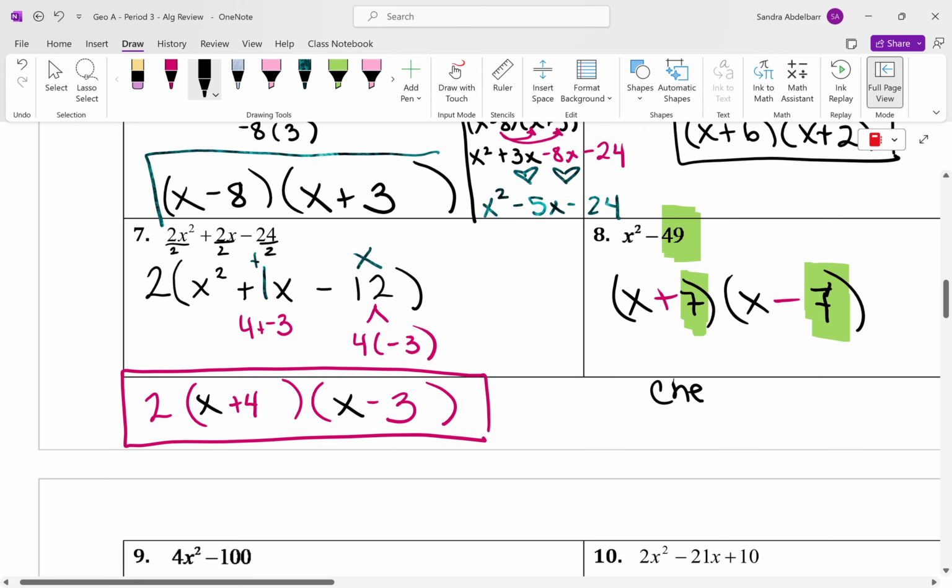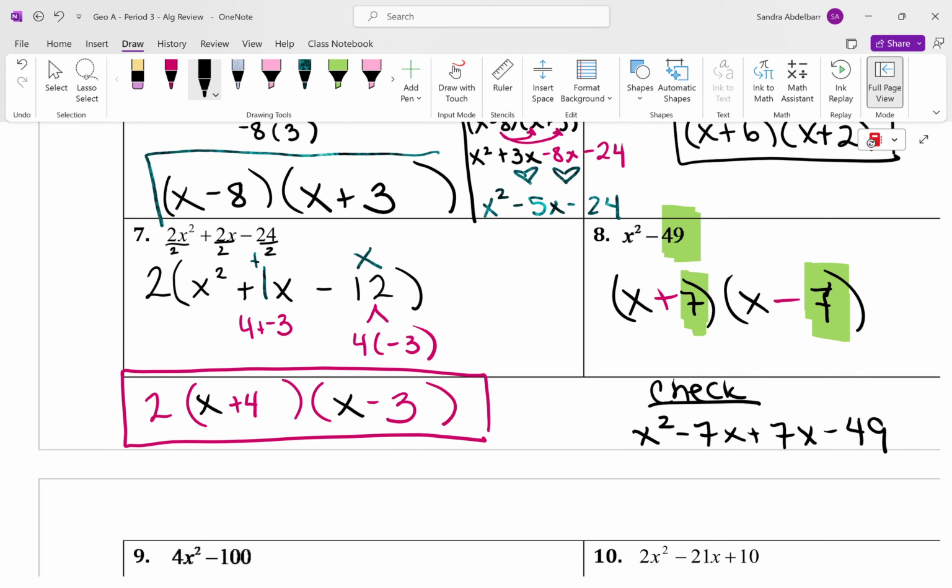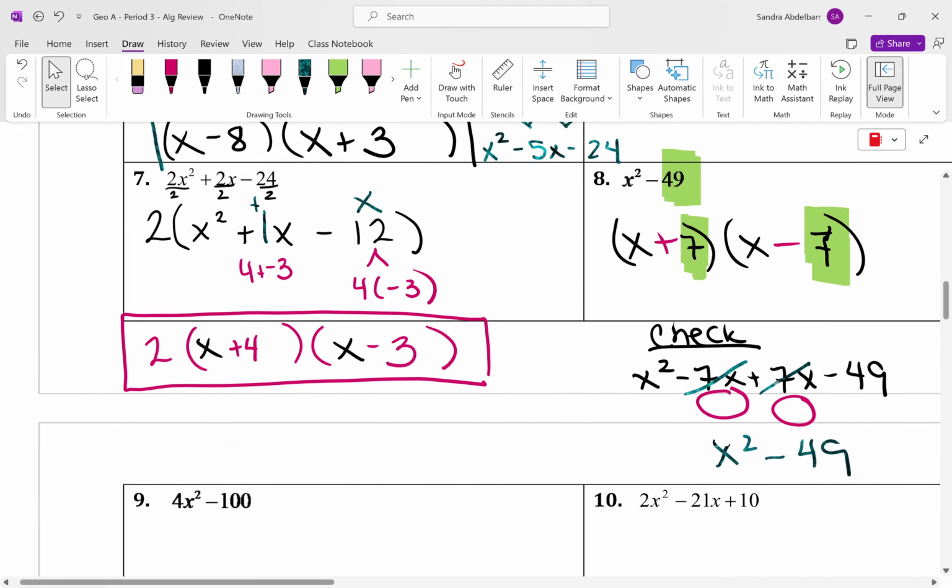Now, when you check this, the middle term cancels out when you FOIL back. You don't have to write this down. I'm just going to show you the check. So it would be x squared minus 7x plus 7x minus 49. What happens when you have a negative 7x and a positive 7x? Cancels right out. That's how we get the x squared minus 49.